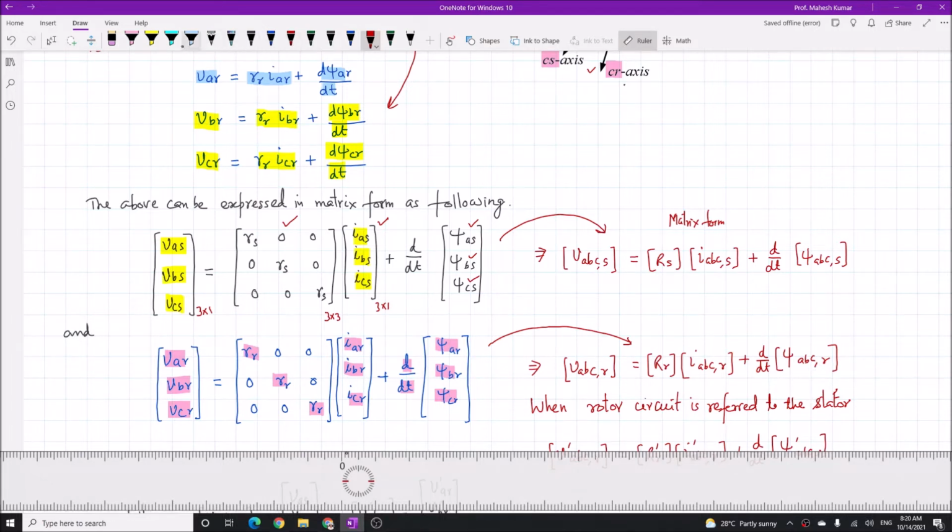So finally, we have expressed the stator side equations and the rotor side voltage equations in terms of this matrix equation 1 and 2.